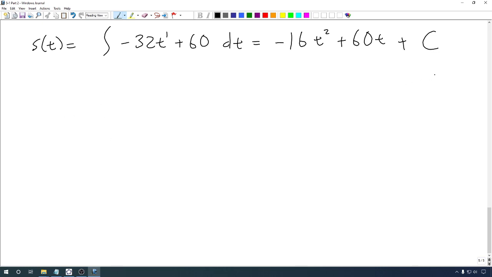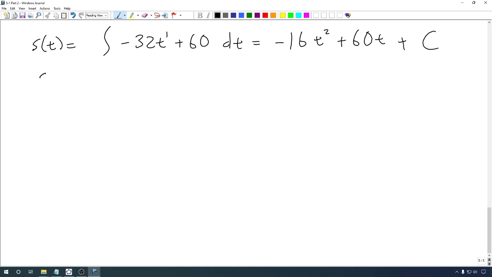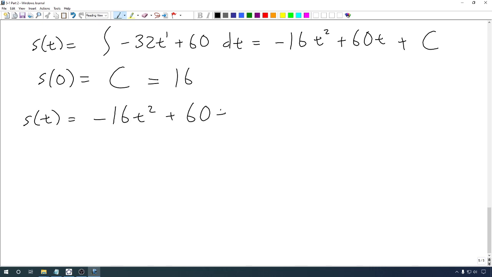Now, of course, we do need to find out what that particular value c is, because it is a particular value for this situation. And we're going to use the fact that we know the initial height was 16. That means at time t equals 0, we need to have s equals 16. So when we plug in t equals 0, well, we have a 0 here, we have a 0 here. We're just going to get that c value, but that c value is then going to have to equal 16. So our answer here, s of t, should be negative 16t squared plus 60t plus 16.